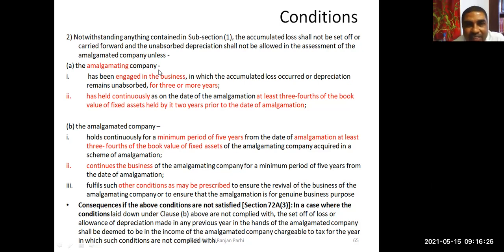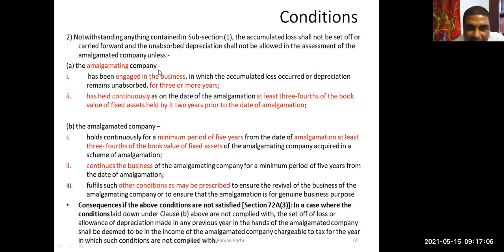Okay, the company has held continuously, as on the date of amalgamation, at least 3/4 of the book value of the fixed assets held by it for 2 years prior to the date of amalgamation. So that means at least 3/4 of the assets which the company is holding must have been held for at least 2 years prior to the date of amalgamation. So it must be holding the asset for 2 years, and the business must have been there for 3 or more years. So these are the conditions for the amalgamating company which need to be complied with. Understood?